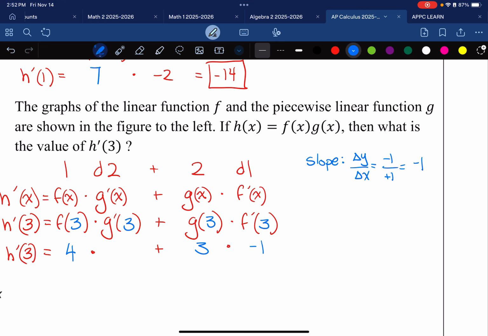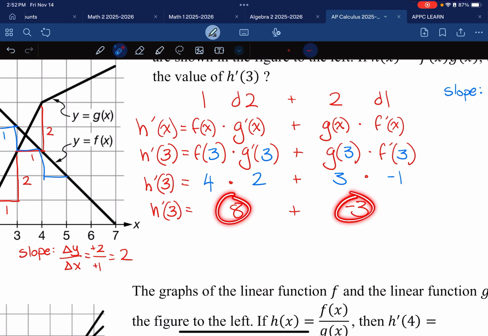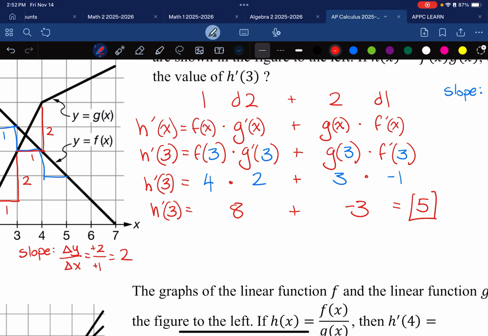I don't know why this 2 is randomly in red. I'm going to switch it back to blue. Hopefully that was still the same value. And then I just do the math, right? I can say now I have h prime of 3 is equal to, let's see, 4 times 2 is going to be 8 plus, and then I say 3 times -1 is a -3, and I add together 8 and -3, and I get +5. So that's equal to a +5.